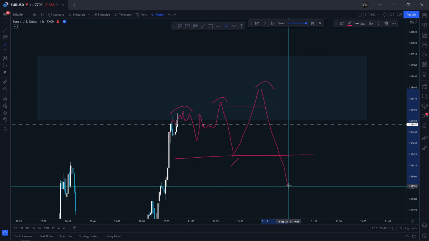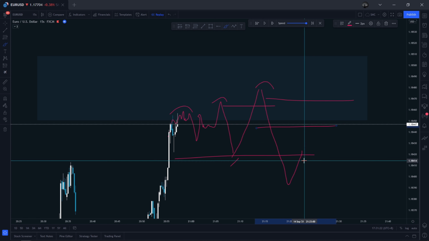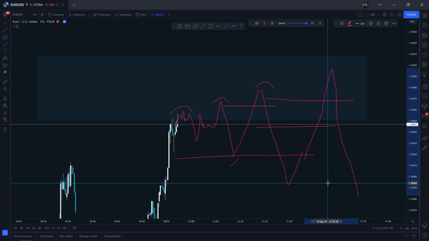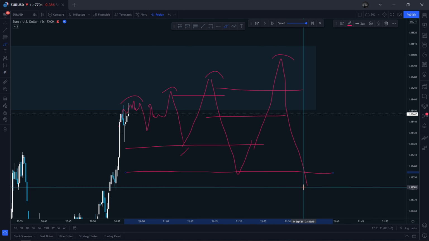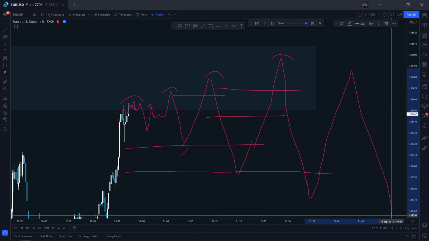Then you wait, then you enter again on this OB here, then you get stopped out again, then you zoom out, oh, this is another Wyckoff schematic, so this is another UTAD, then you wait for that break of structure, then you enter again.